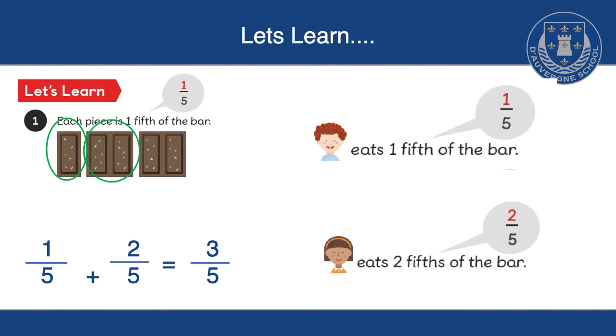And if you notice, the denominator, the bottom number of the fraction, remains the same. That has not altered. And that's because the amount of chocolate bar pieces there are altogether does not alter. So we've got 3/5 eaten of the chocolate bar all together by the 2 children. And that's how we'd write it. 1/5 add 2/5 equals 3/5.